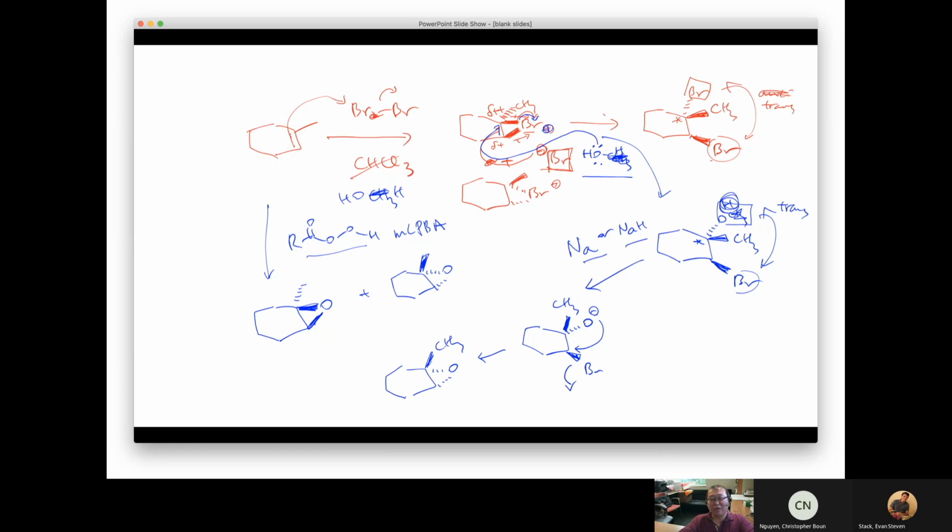But what we really need to talk about, as we discussed in class: if you make an epoxide, then what can you do with it? And what sort of things can you do with it? So let's say you have an epoxide produced like this.